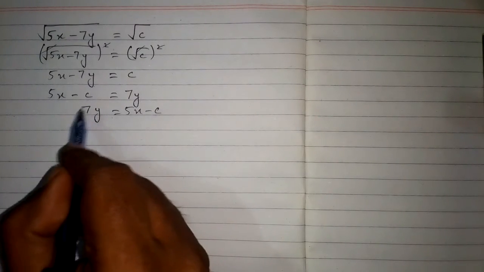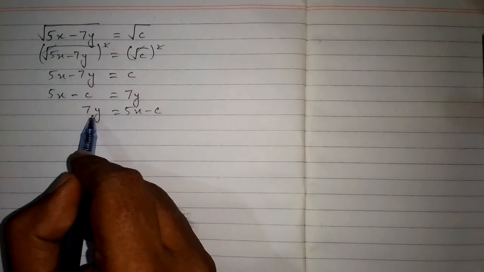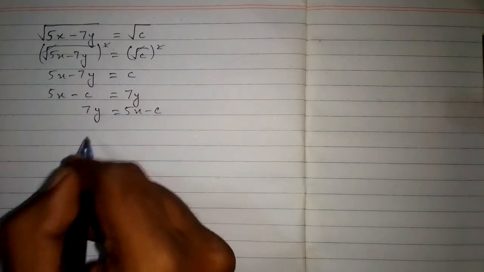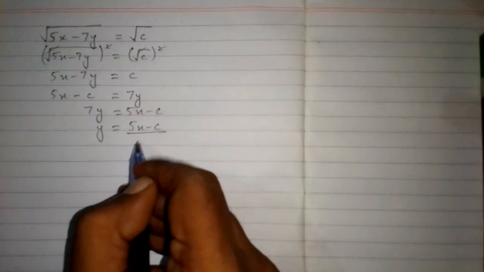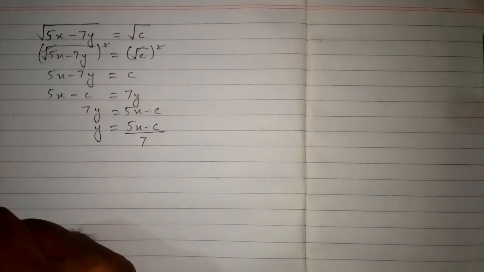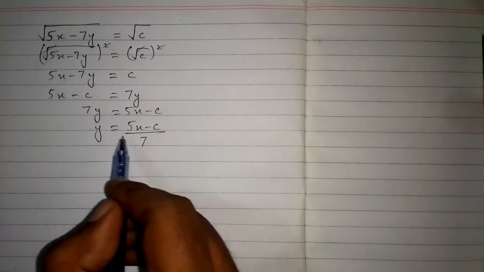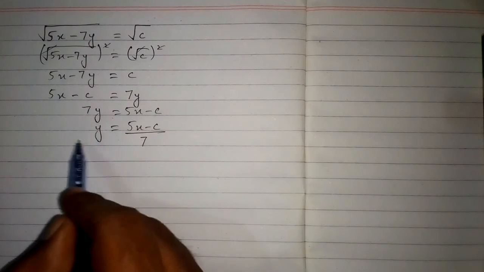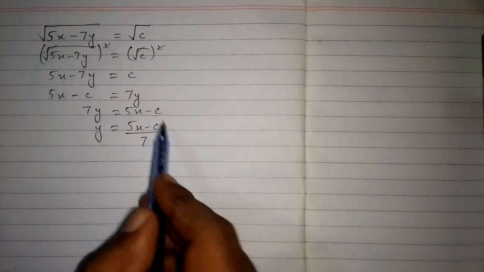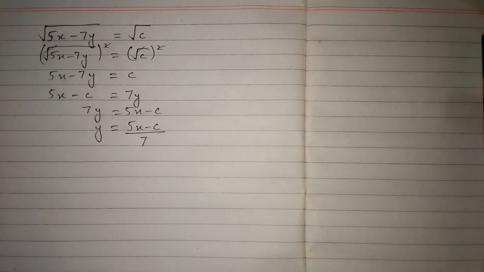Now since 7 is multiplying on this side, when we take 7 on the other side, this will divide 5x minus c. So we have 5x minus c upon 7. So now we have y is equal to 5x minus c upon 7, and y is the subject of the equation because y is on one side of the equation and all the other things are on the other side of the equation. So this is the required formula.